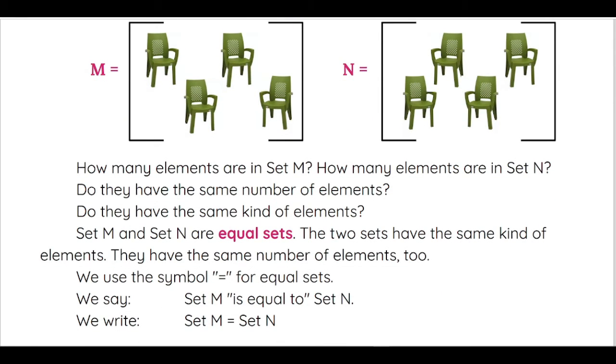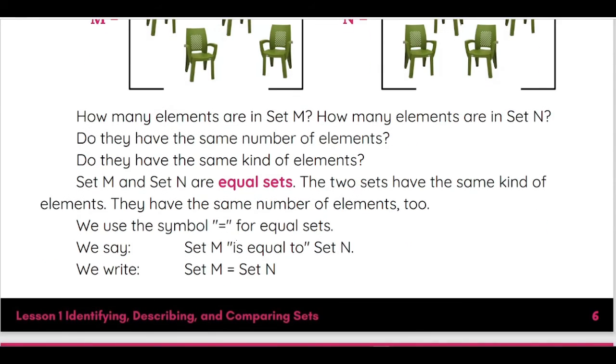Set M and set N are equal sets. The 2 sets have the same kind of elements. They have the same number of elements too. In this case, we use the symbol for equal, with the 2 lines, for equal sets. We say that set M is equal to set N, which is set M, with the 2 lines, set N.